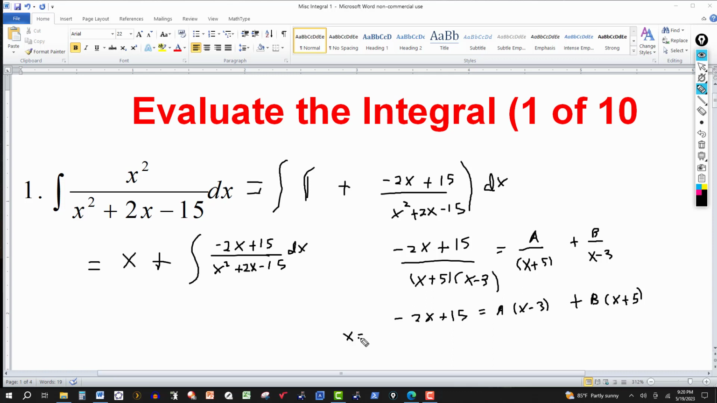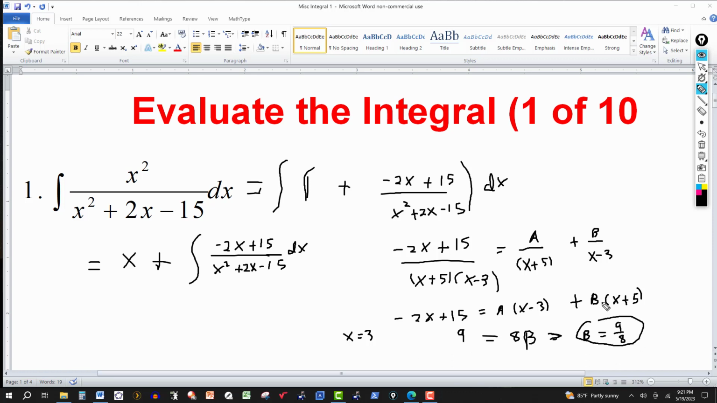What do we get here? x equal to 3 here gives me 3 minus 3 is 0, so the a term cancels. And then over here 3 and 5 is 8, so I get 8b. And then on the other side we get 3 times negative 2 is negative 6, and 15 gives me 9. So this tells me, dividing by 8, that b is equal to 9/8. So now I know b. And then I want to find out what a is.